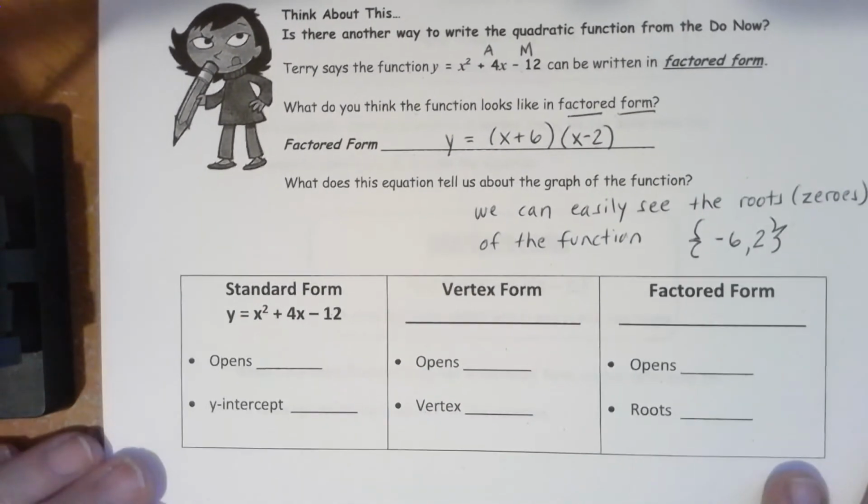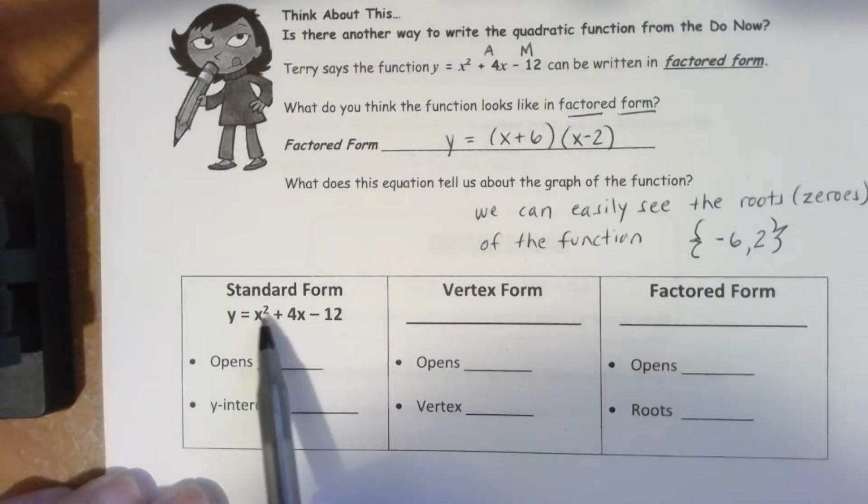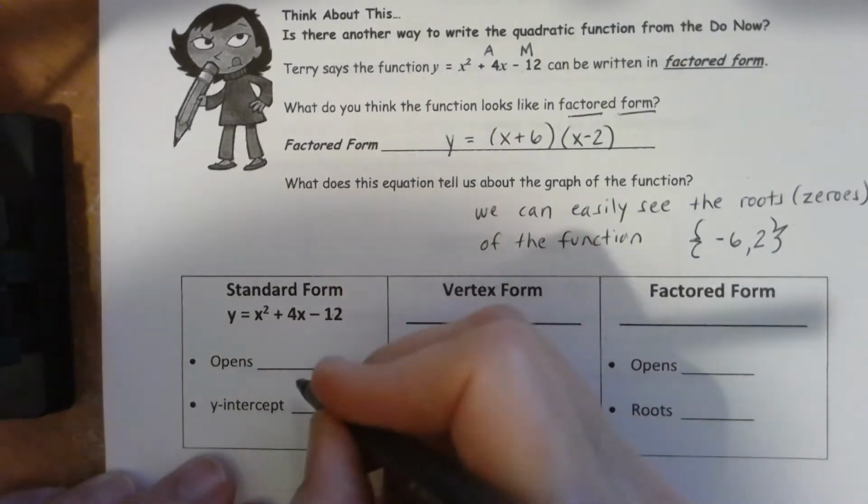So if you think about it, we have looked at the same quadratic function in 3 different ways. We saw it in standard form, where you start writing with the highest degree of the variable. And because this is a positive coefficient, we know the graph opens up.